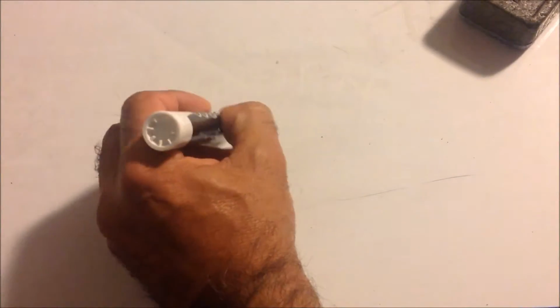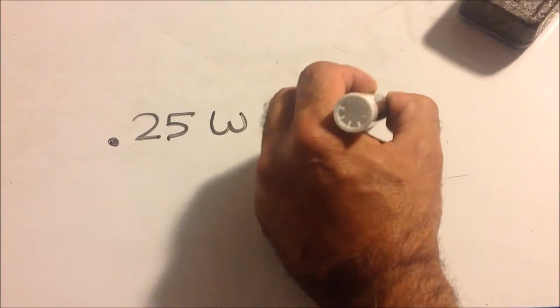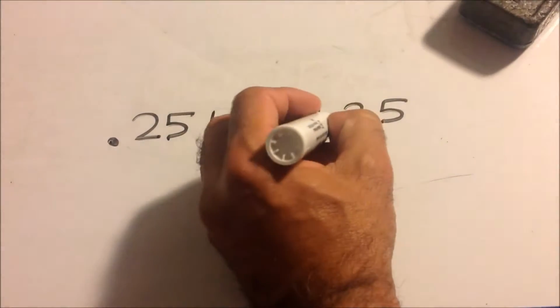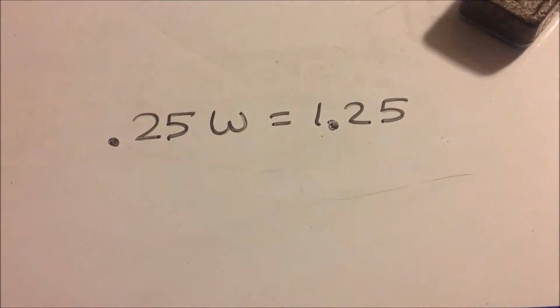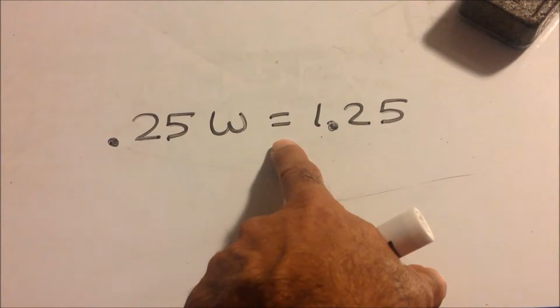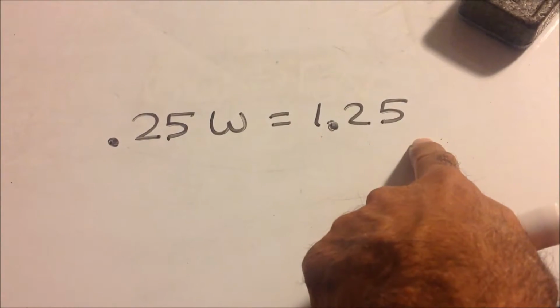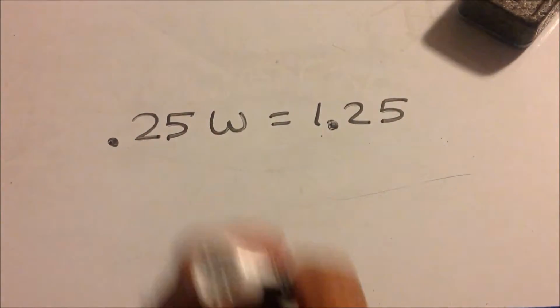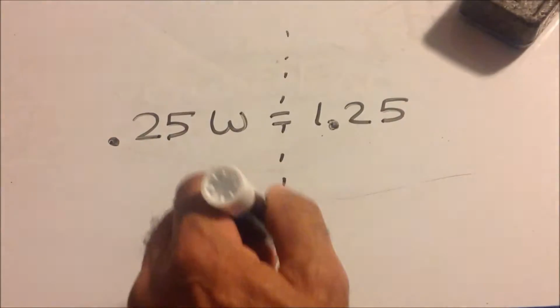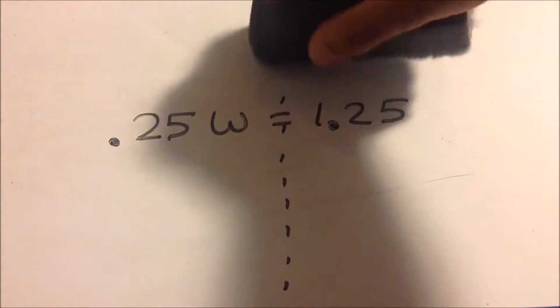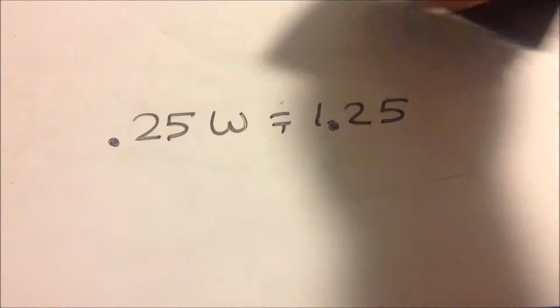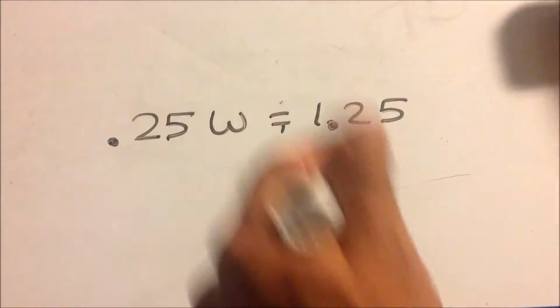So let's go back to what we originally had. We had 0.25W equals 1.25. We have an equation here. And we're going to go over equations soon, but let me just review this. An equation means you have an equal sign. Something equals something. There are two sides to an equation. Here's one side, here's the other side. And the goal in an equation is to find out what W is, or whatever the letter is we're using.